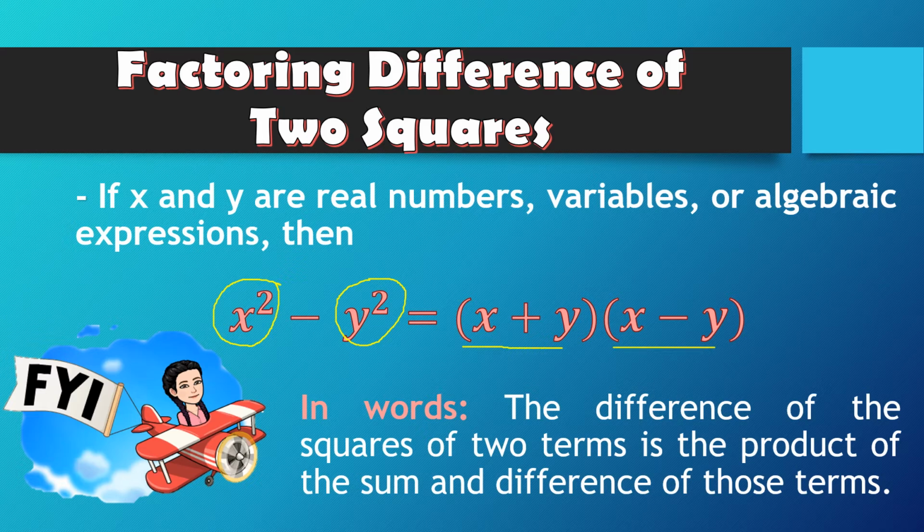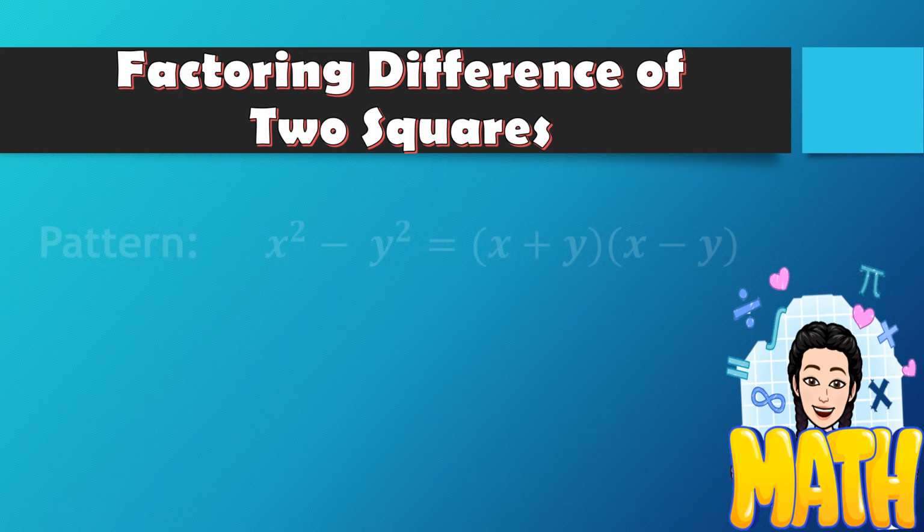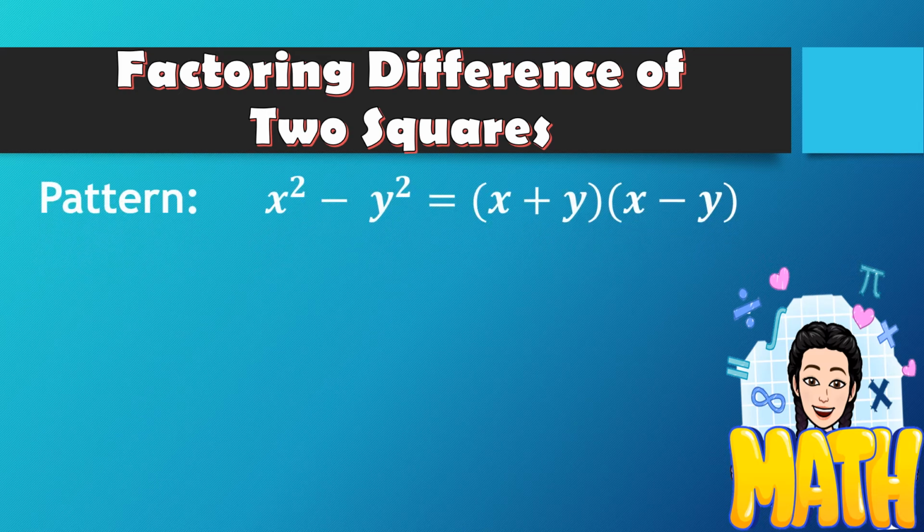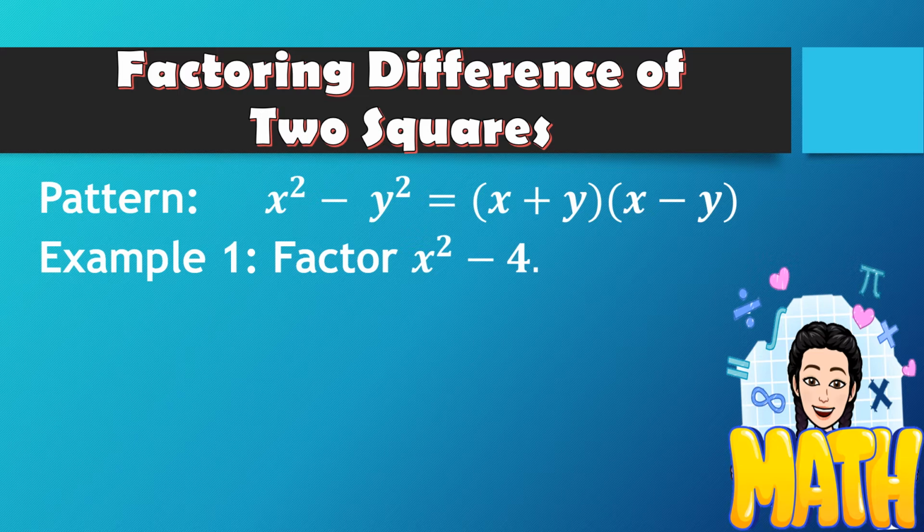Handa na ba kayo? Magaling! So let's have the following examples. Please take note of the pattern. x squared minus y squared is equal to the product of the sum and difference of those terms. Example, factor x squared minus 4.